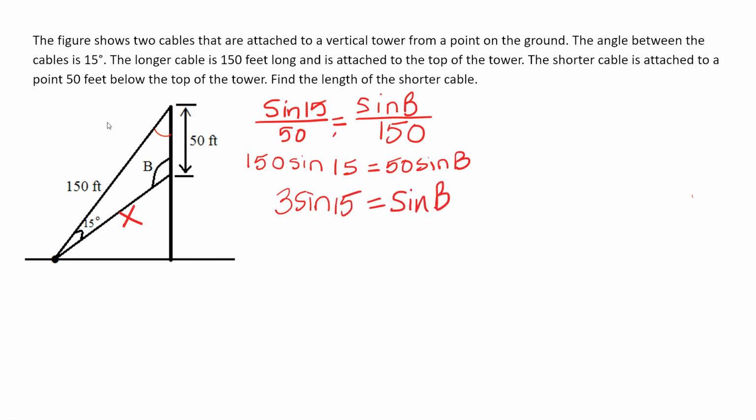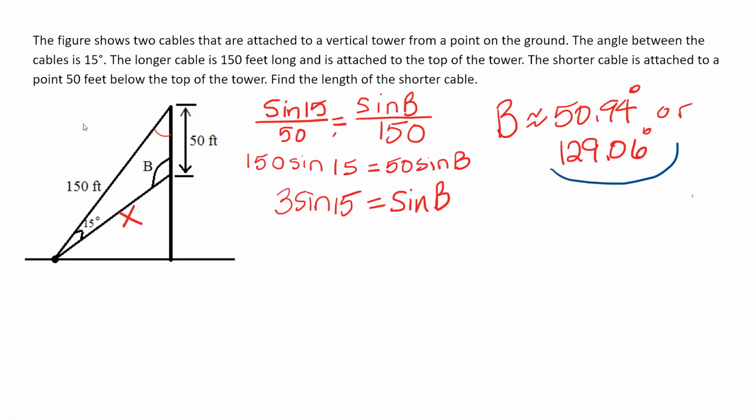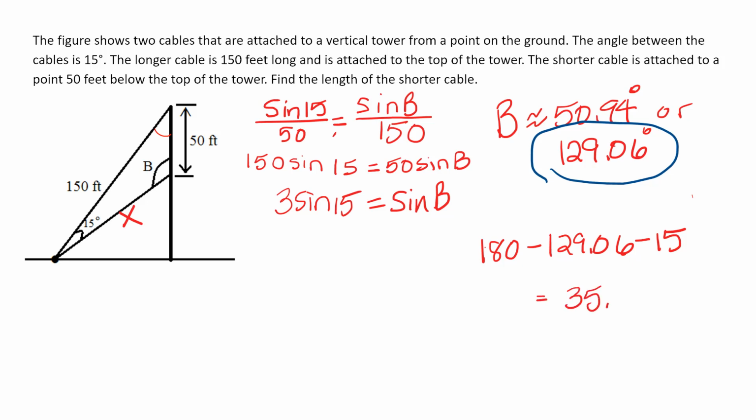And then if we punch that into the calculator and take the inverse sine, we're going to get that b is about 50.94, or 180 minus that, which is 129.06. So we can clearly see that b is obtuse, so we're going to choose 129.06. And now we can use that to find the other angle, because the angles in the triangle have to add up to 180. So 180 minus 129.06 minus 15 is going to give us that third angle to be 35.94 degrees. So we'll use that to find X.